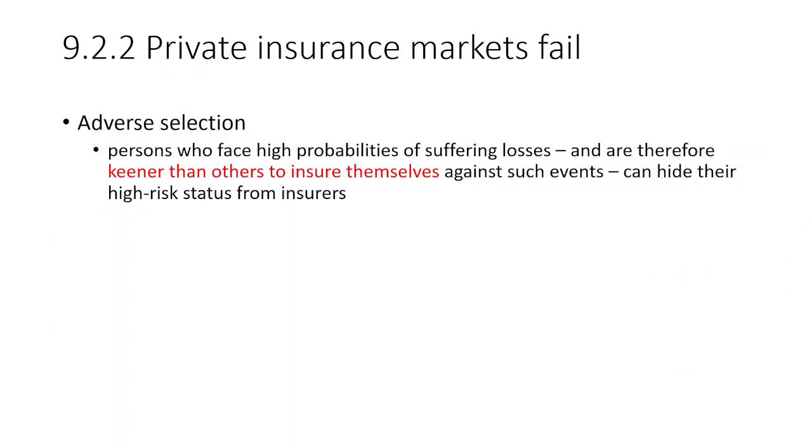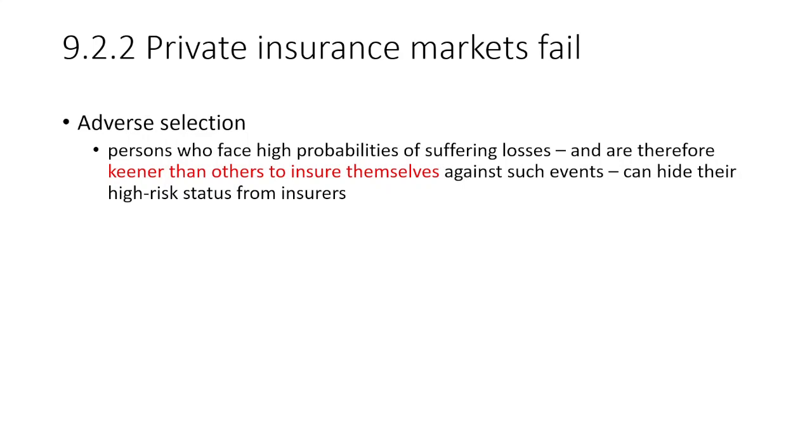So why do private insurance markets fail? 9.2.2. This is important. I think in general this is an important feature of market failures, the so-called information failures of the market system. The first one is adverse selection. You might have heard about this before in other parts of economics courses because it's very common. What is adverse selection?